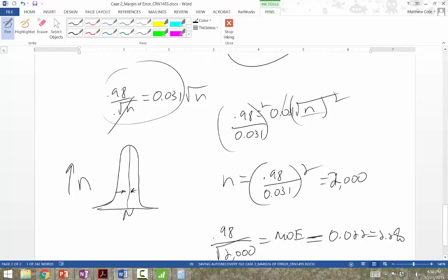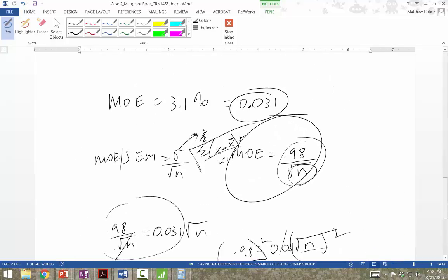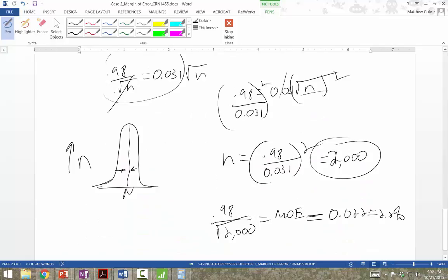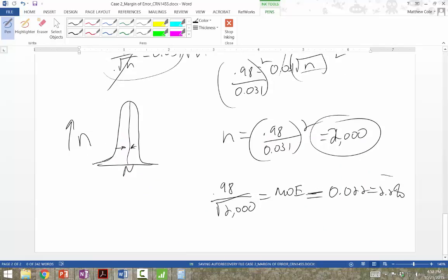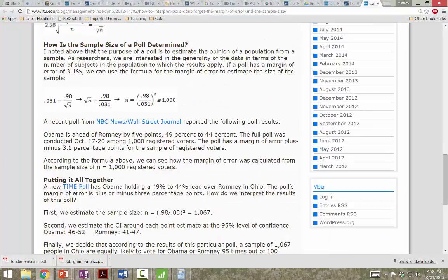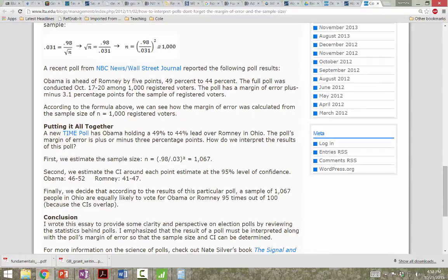It got smaller, right? When it was 1,000, the margin of error was 3.1%, more percentage points. When the sample got larger, the margin of error got smaller. That's basically it, folks. And so now it's just a matter of you putting it all together. So let's look at this example here that puts it all together.